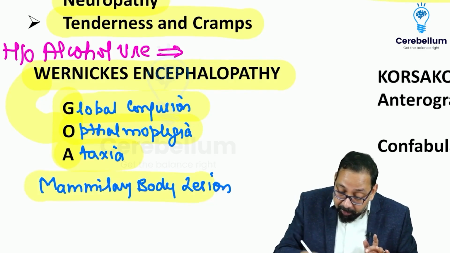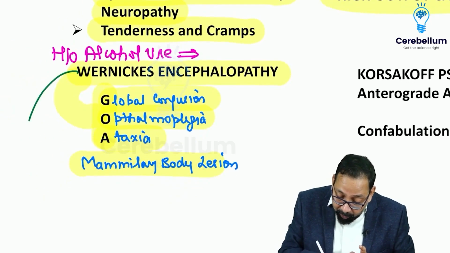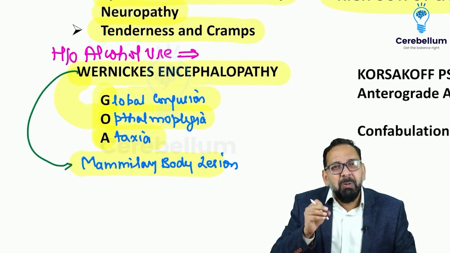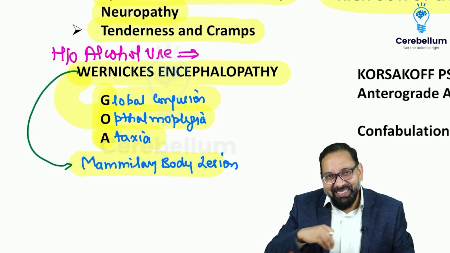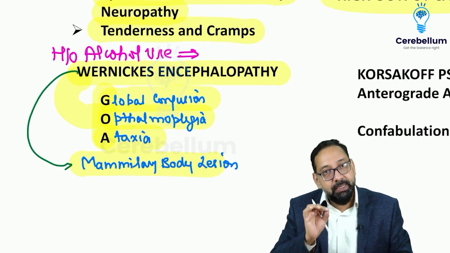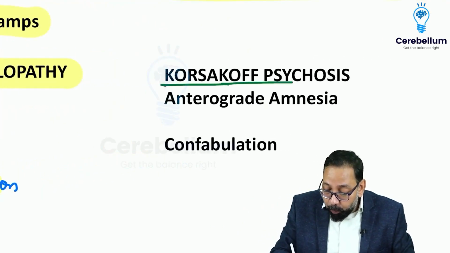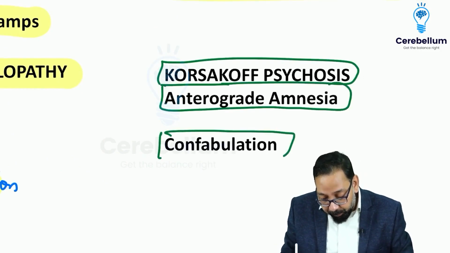You can remember the mnemonic W. If you rotate this W, it will look like M. Yes, nature has given this mnemonic. Wernicke, Goa, alcohol, mammillary. So all these are related to each other. So this is an acute complication of B1 deficiency, Wernicke's encephalopathy. Chronic complication of B1 deficiency: Korsakoff psychosis. In this, there is anterograde amnesia and confabulation.